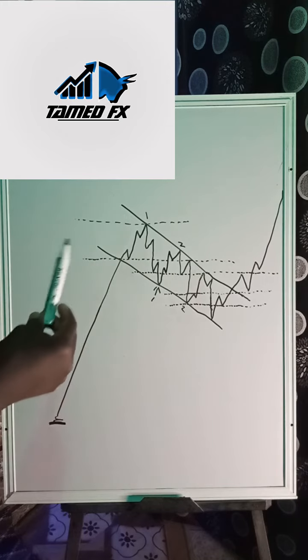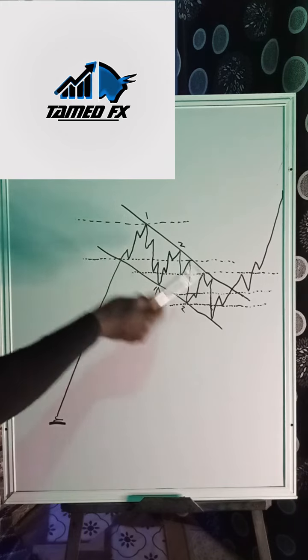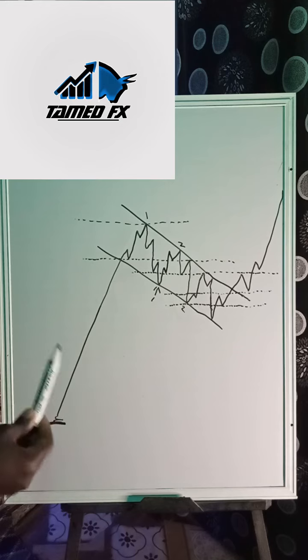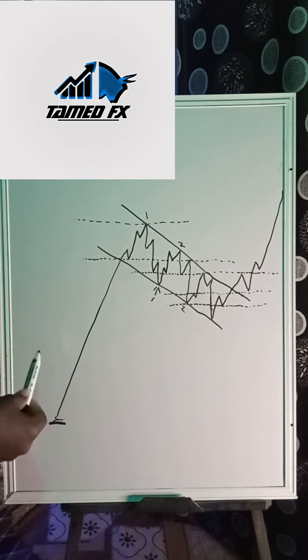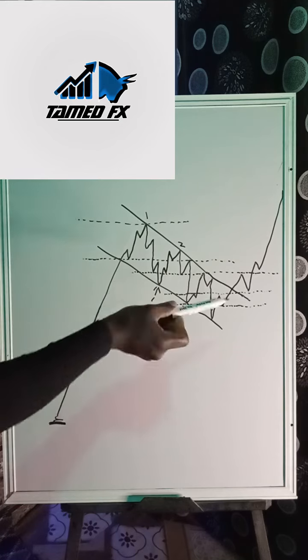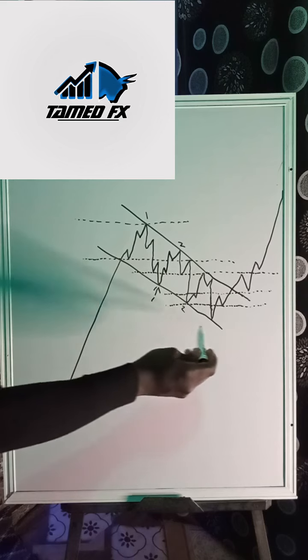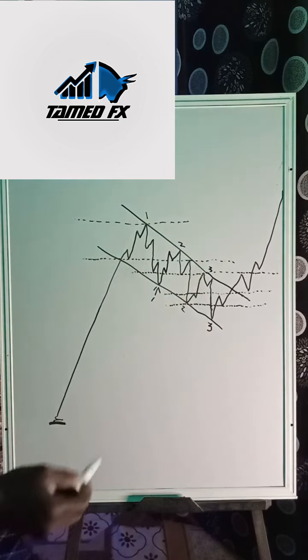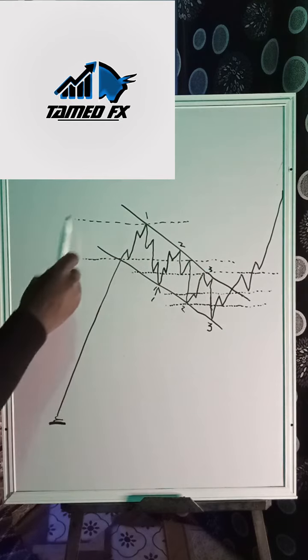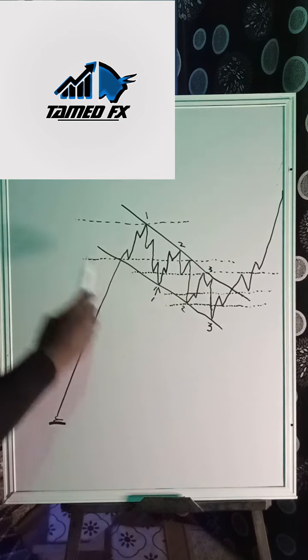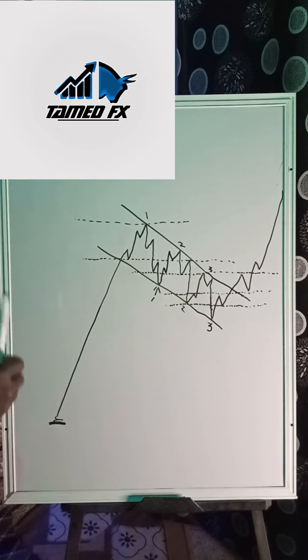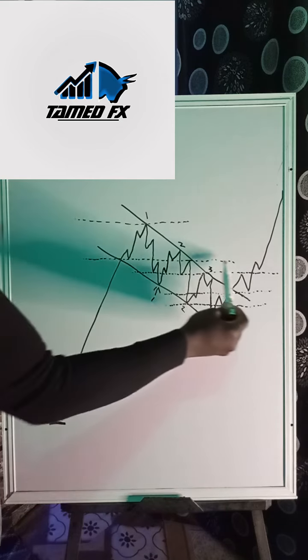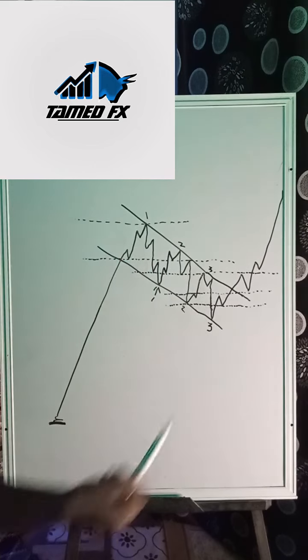So as traders, when you see a chart pattern like this, you should know that it's a continuation pattern and it's just making a pullback. This is the third touch. Now what helps us to draw this kind of chart is our support and resistance level. If you notice, these dashed lines, they are all support and resistance levels.